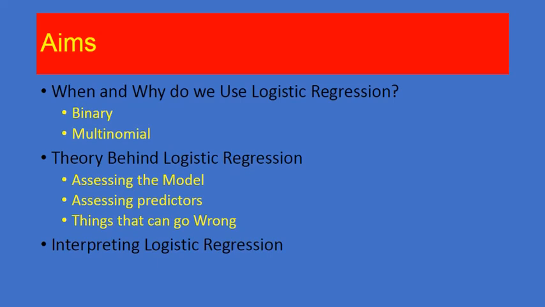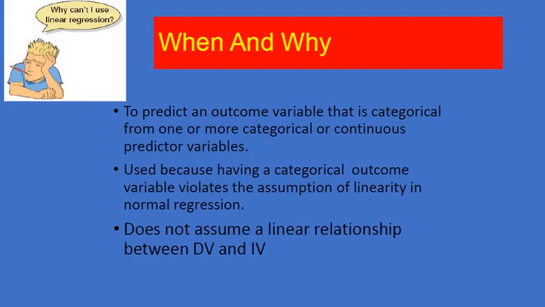And we will see two cases here of logistic regression. We will see a binary logistic regression case, and we will also see a multinomial logistic regression case. Then we will also study some theory behind logistic regression. We will see how we can assess our logistic regression model, how we can assess the predictions being made by logistic regression, and what are the things that could go wrong in logistic regression. And then we will also see how we can interpret the results obtained from logistic regression.